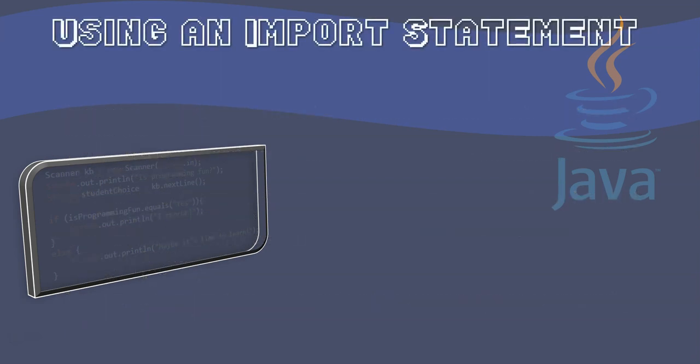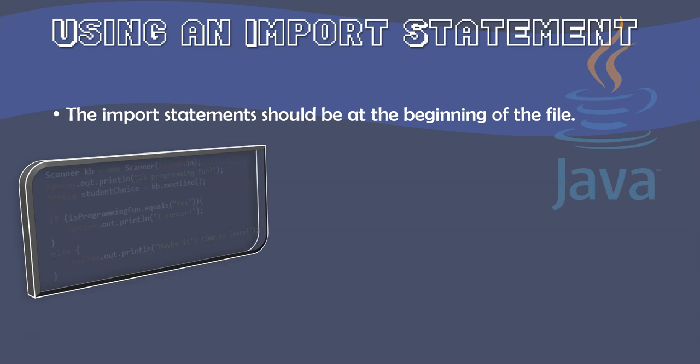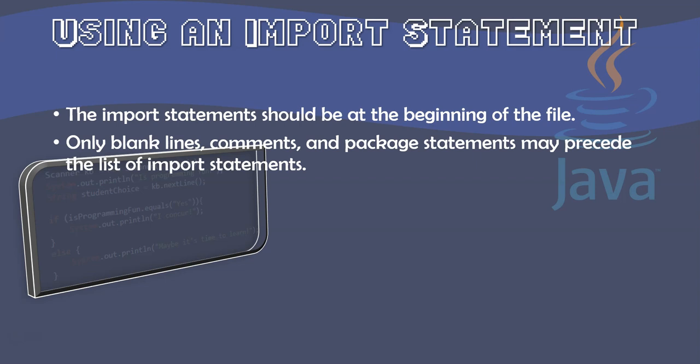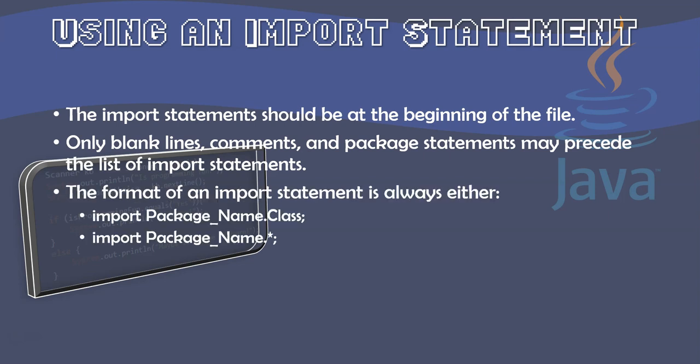Now, when we are using an import statement, the key thing to remember is that your import statement should always be at the beginning of your file. So when you open up your Java file, what's at the very top? All your import statements. The only things that can come before that are blank lines, comments, and package statements, which refer to the name of that individual package. So the format of an import statement is always either import packagename.class or import packagename.*, as we saw with java.util.